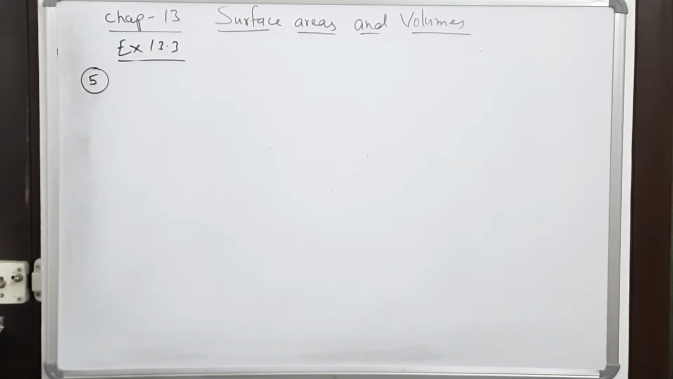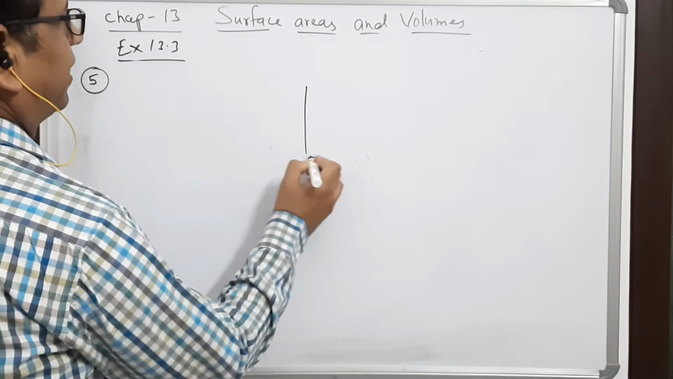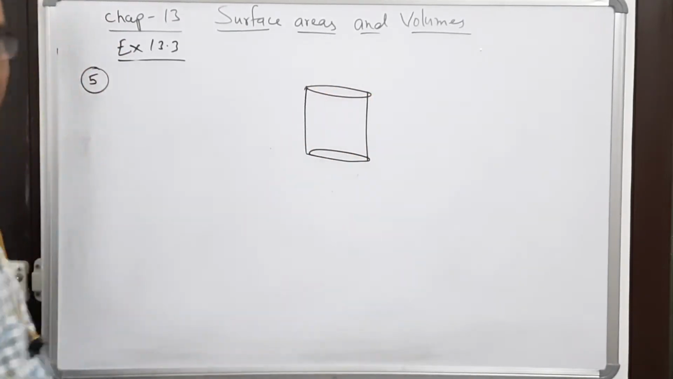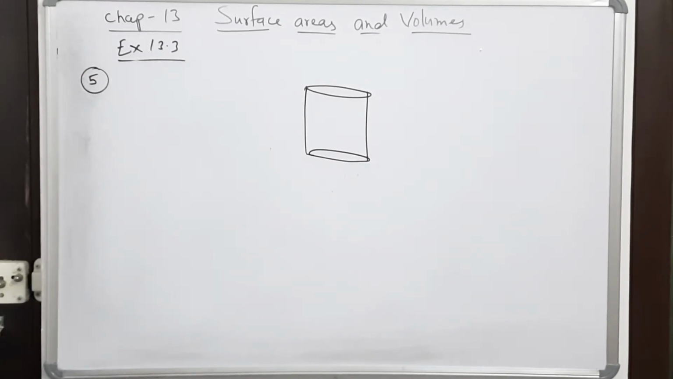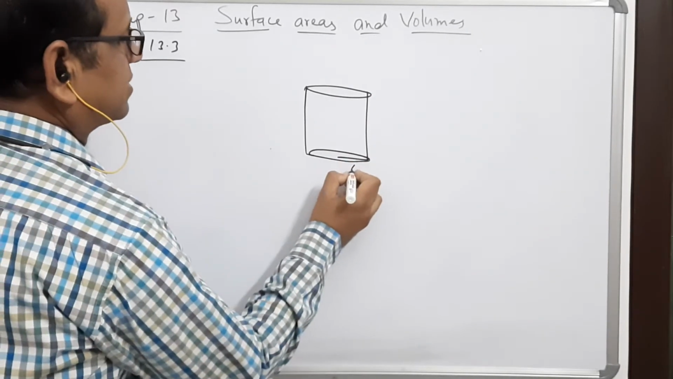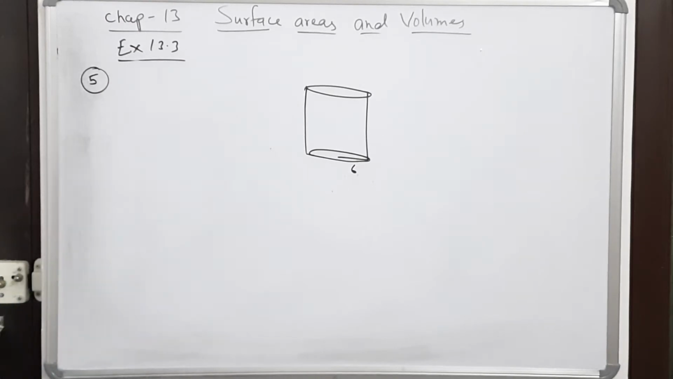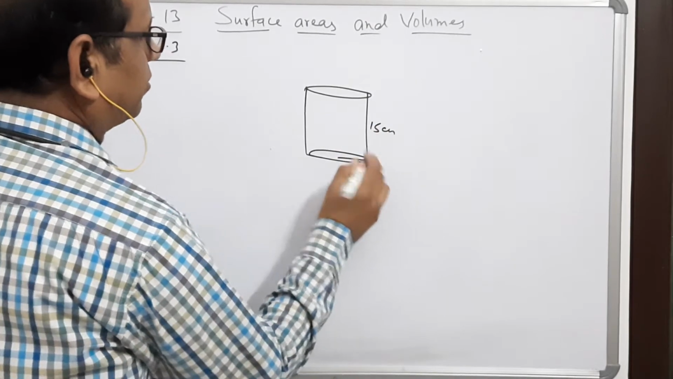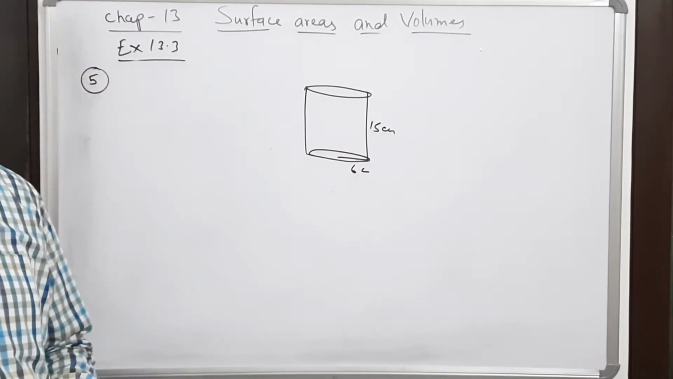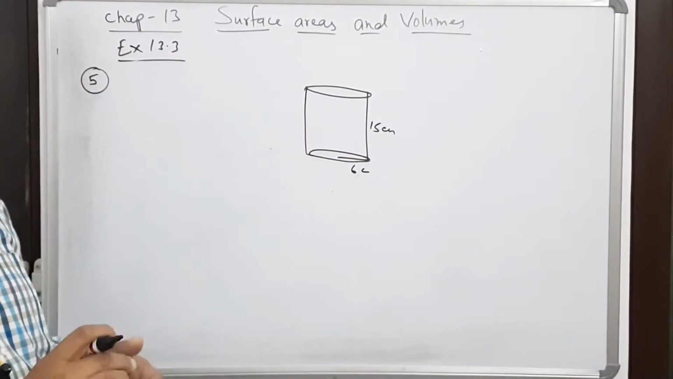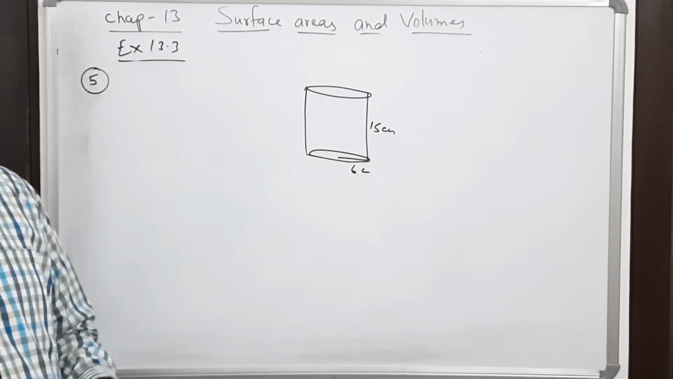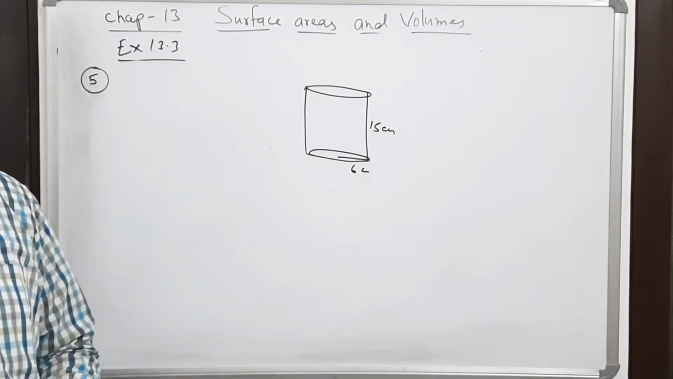A container is shaped like a right circular cylinder. See, there is one container and this container is like a cylinder. The diameter is 12 centimeters, so the radius is 6 centimeters and the height is 15 centimeters. Now this container is filled with ice cream. It's full of ice cream.